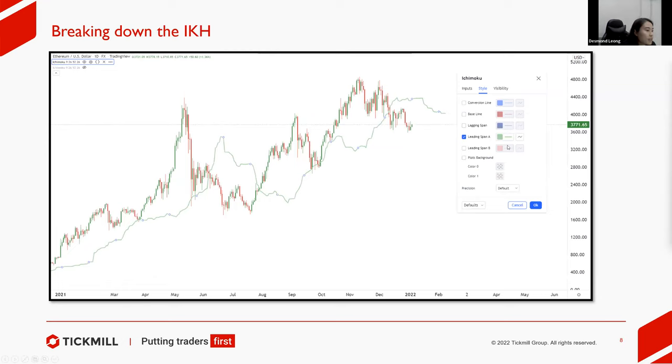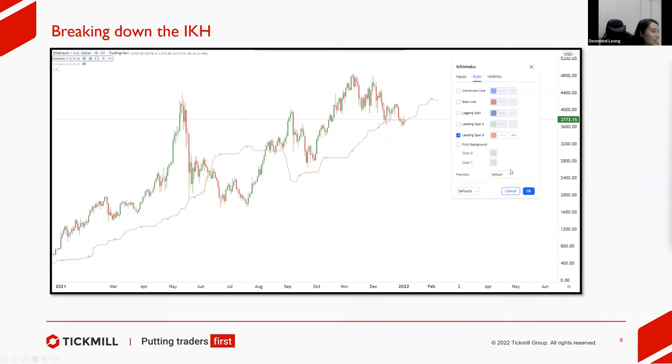The next thing we're going to talk about is the leading span A. The leading span A is called the Senkou Span A, and the leading span B is called the Senkou Span B. Leading span A takes the average of the Tenkan Sen and the Kijun Sen, plotted 26 periods ahead of the current price action. Don't worry if you don't remember that, it's about application. Now we've got the leading span B, the Senkou Span B. It averages the highest high and the lowest low taken over the past 52 time periods, and then plotted 26 periods ahead.